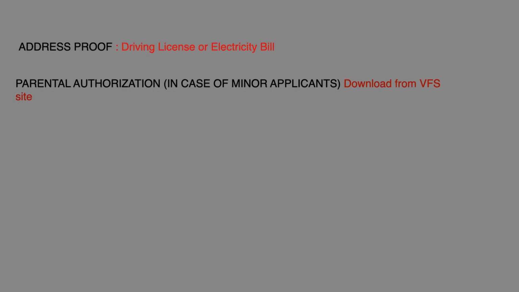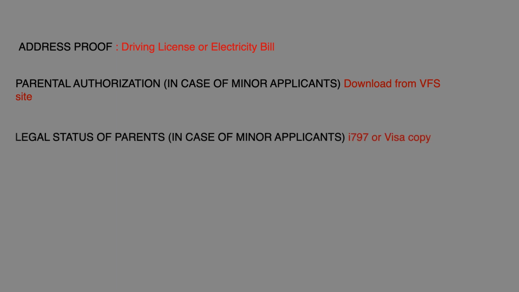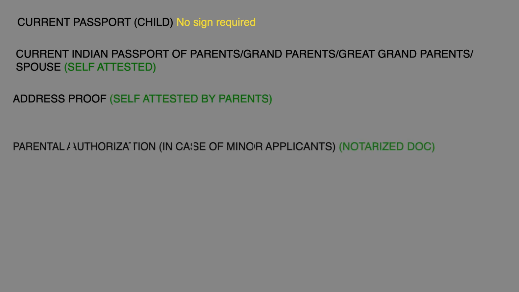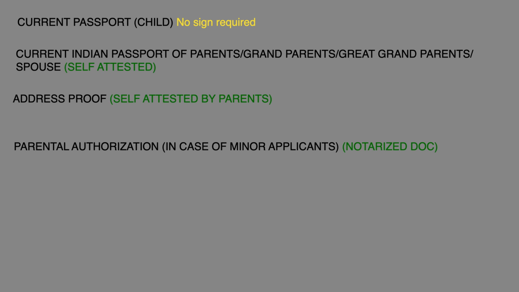Then the next one is legal status of the parents, like your I-797 or the visa, which shows that you are legal to stay in the USA. And a relationship certificate, that means what is the relationship between you and the kid. That is the birth certificate of the baby, which fulfills everything. And the next one is the marriage certificate.